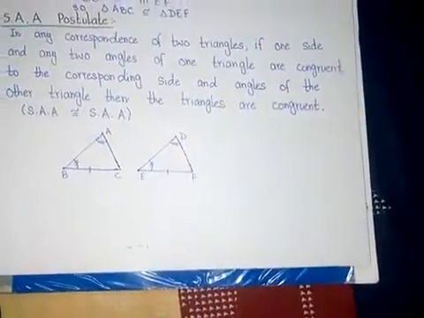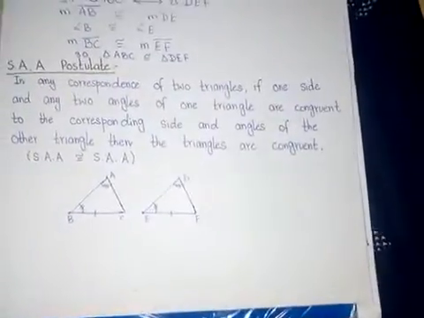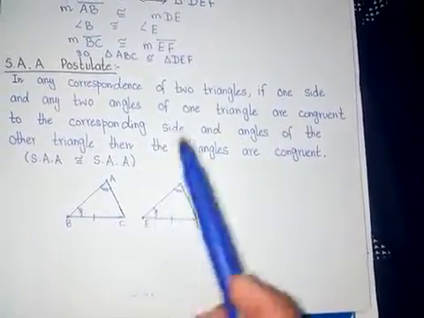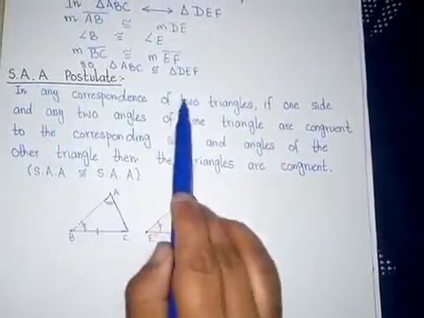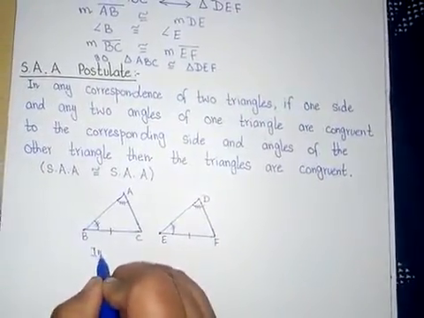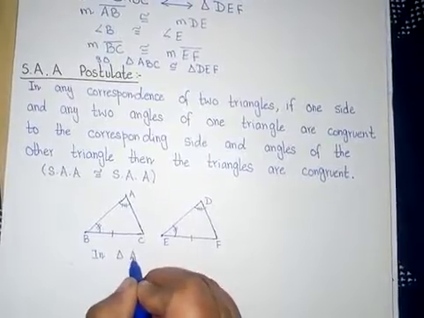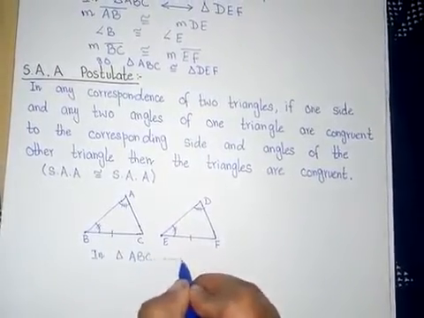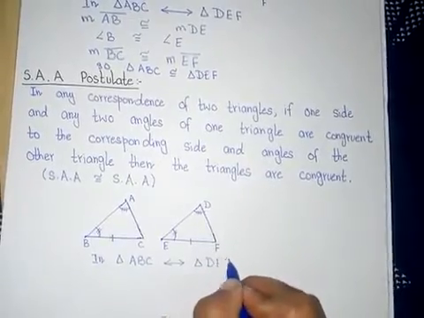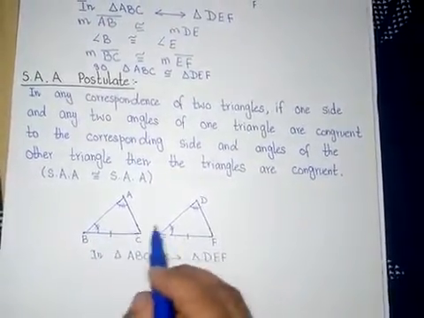So let me explain you with the help of example. Here you can see that we have two triangles again, ABC and DEF, and we have to take the correspondence first. So first of all I will write in triangle ABC correspondence to triangle DEF.